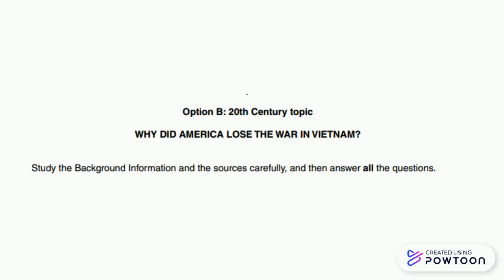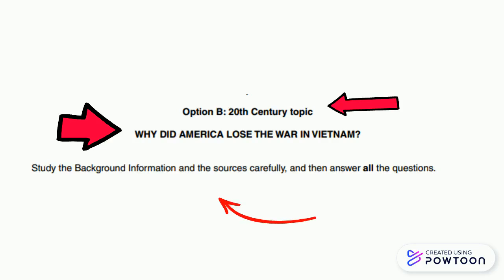This is how it will appear in your paper. The option you take is B, 20th century topic, and right below you will find the guiding question, why did America lose the war in Vietnam? Below the question, the opening task: study the background information and the sources carefully and then answer all the questions.